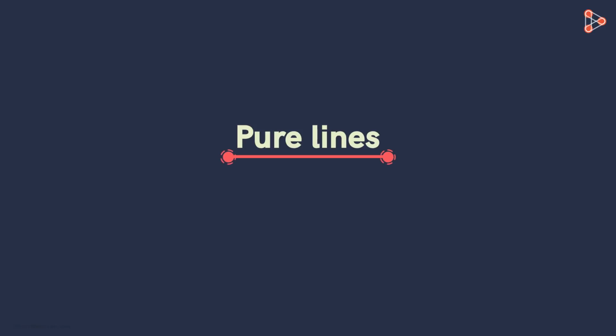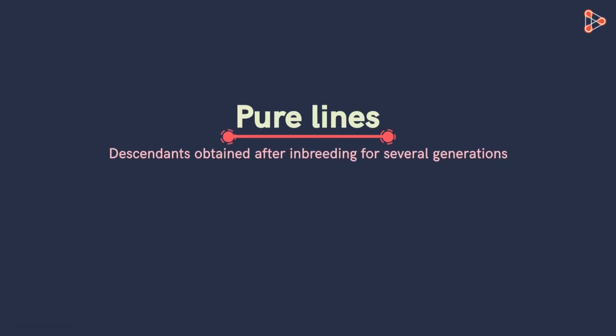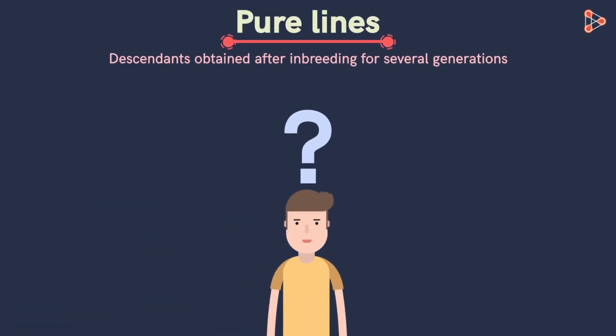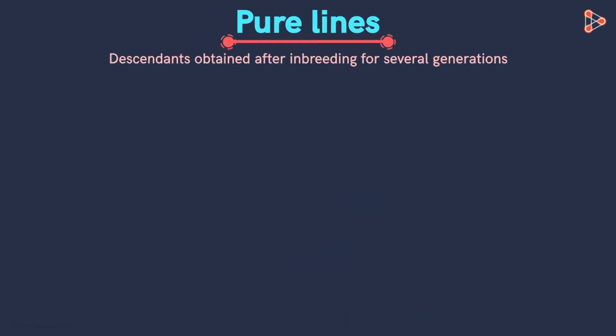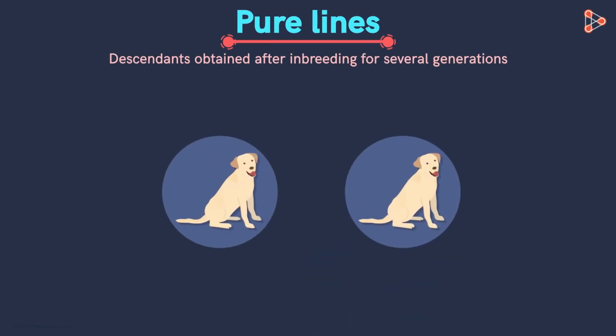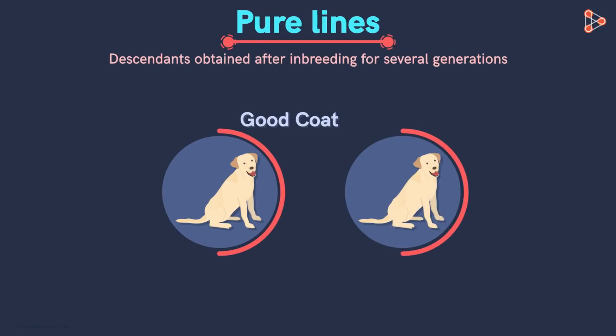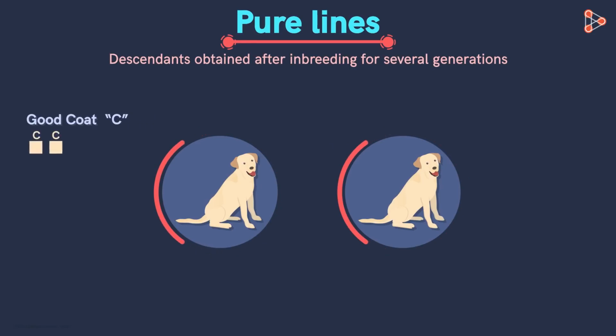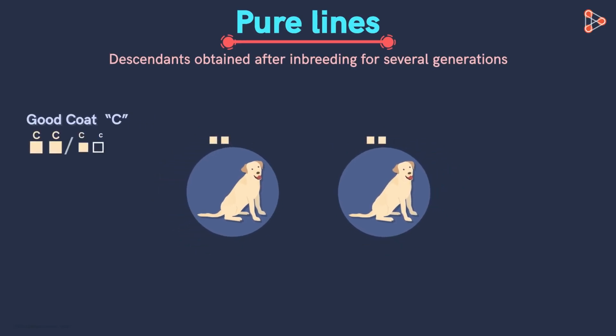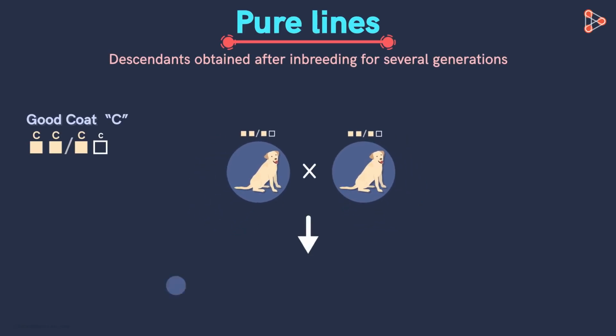Pure lines are nothing but the descendants obtained after inbreeding for several generations. Confused? Don't be. It's easy to understand this with an example. Let's say we have this particular breed of dogs. Both these have genes for a good coat on their skin, say C. So, both these dogs may have the genes CC both in uppercase or Cc, that is, one in upper and the other in lowercase. On crossing these two dogs, we get these offspring.